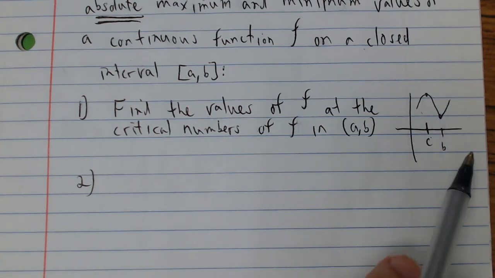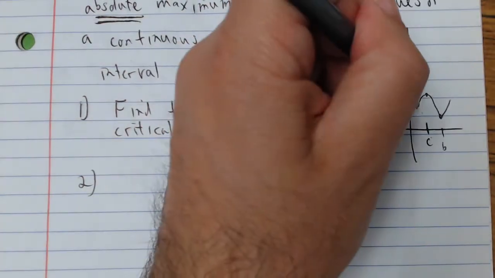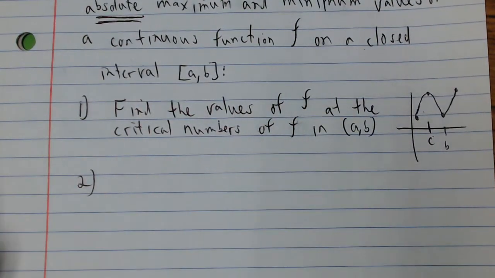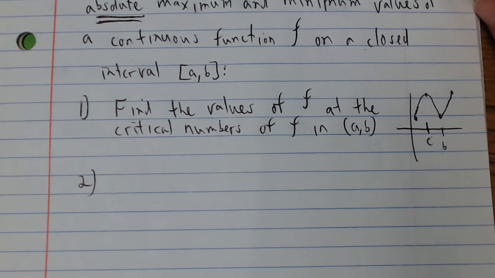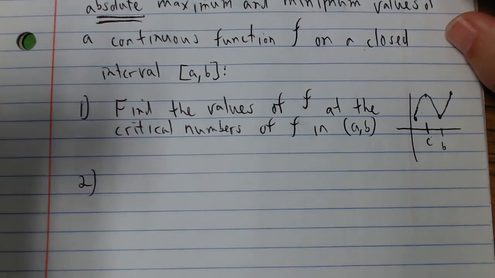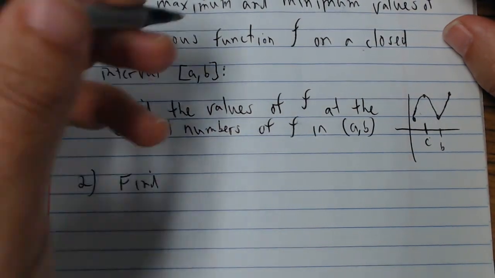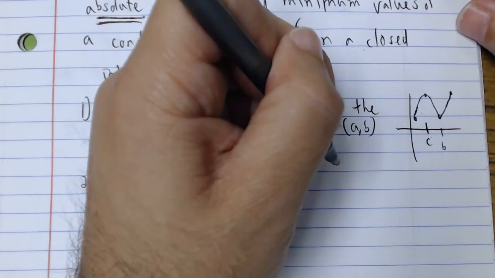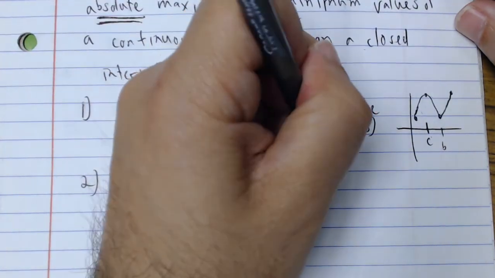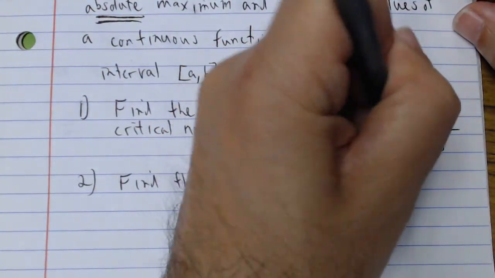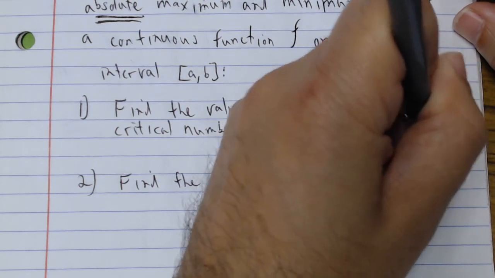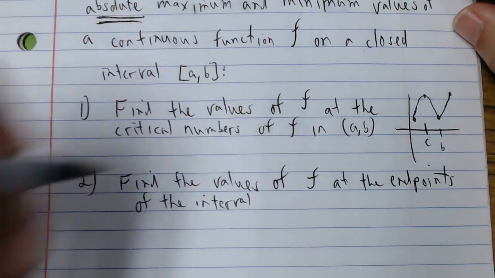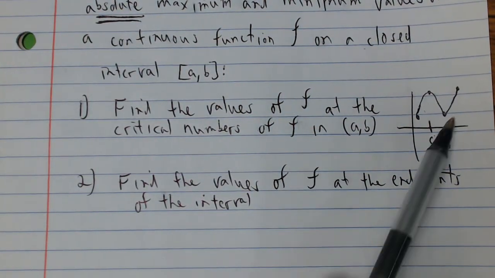Step 2 is, if you remember earlier, what else did we talk about? My absolute maxes and mins could also be where? It could also be at the endpoints. So it could be here and here. So then what you're going to do is, finding the y values at the endpoints is easy because the endpoints are a and b. So the second thing you're going to do is you're going to find the values of f at the endpoints of the interval. So then what you're doing is you're finding the y values at the endpoints, okay?